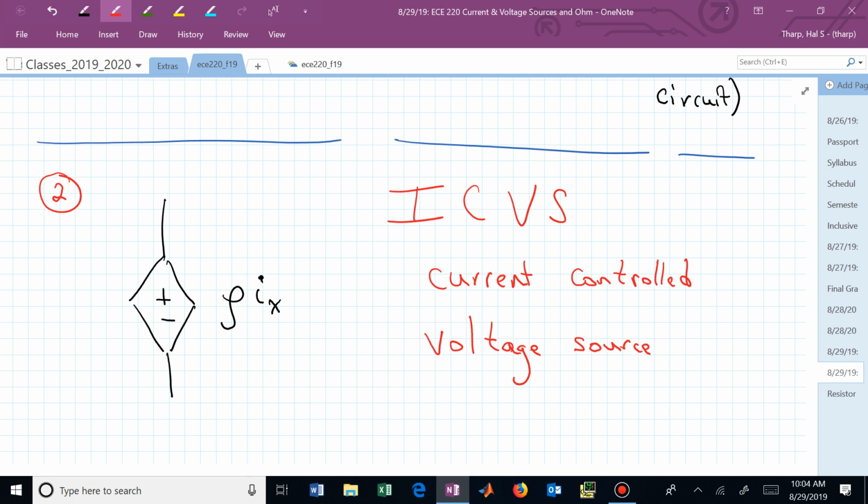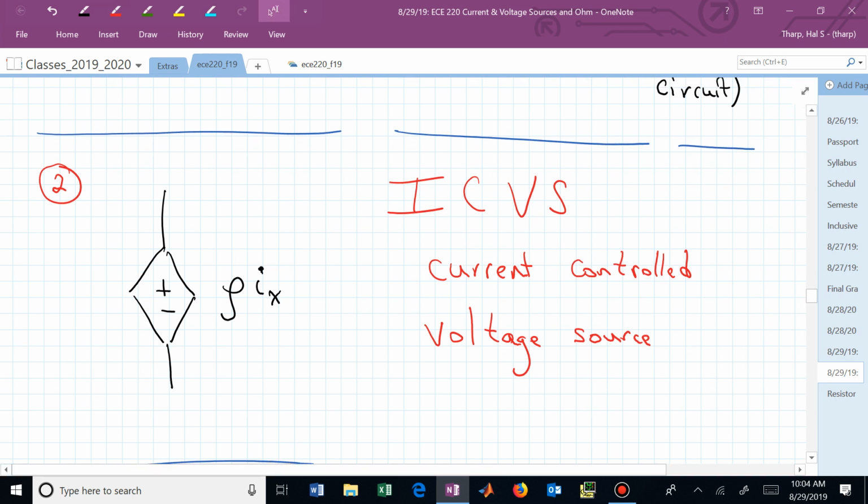I know these texts get pretty cryptic, but what are the units on rho? You now have I sub x, some current in the rest of your circuit. It gets scaled by rho to produce a voltage. So the units on rho have to be volts per amp, which we'll learn is ohms. You could sort of think of rho as a resistor.